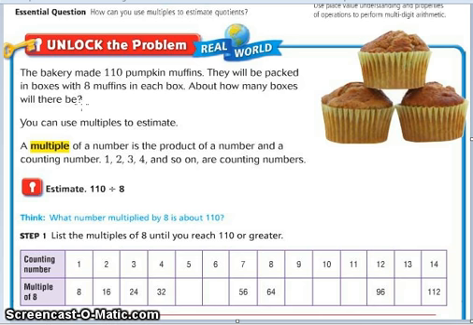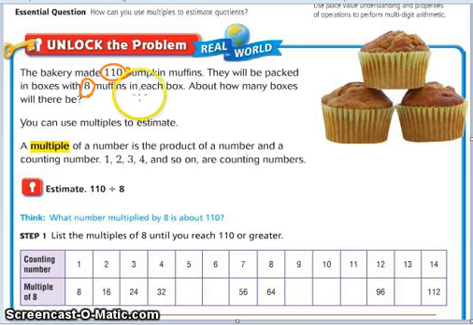Let's read it again. This time we're going to do some circling and some underlining. The bakery made 110 pumpkin muffins. They will be packed in boxes with 8 muffins in each box. About how many boxes will there be?